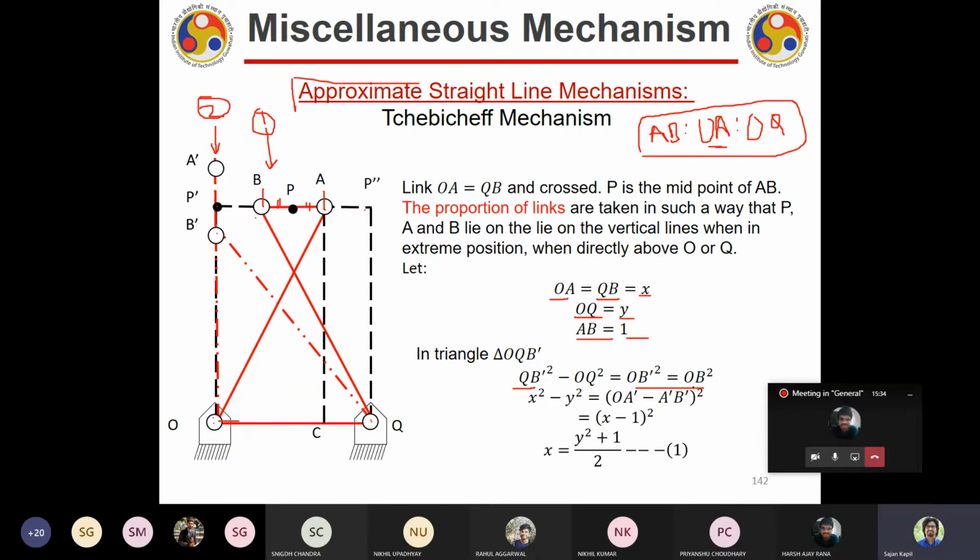This OB dash square equals OB square. Is it correct? Yes, sir. How? The link is the same, the same link is moving. No, that should not be O B, it should be Q. QB is not a link.